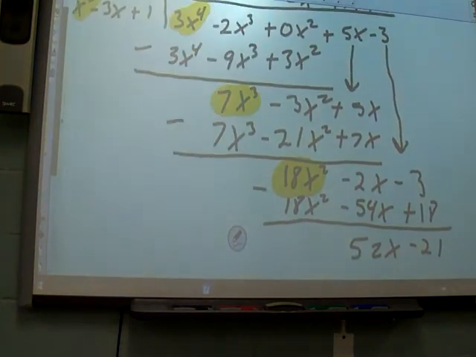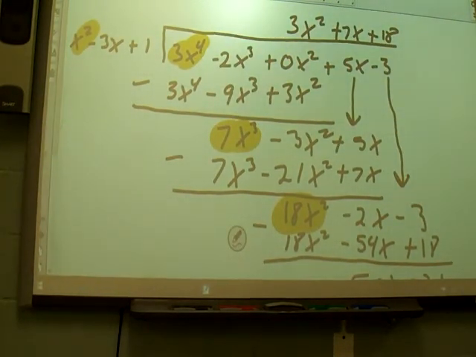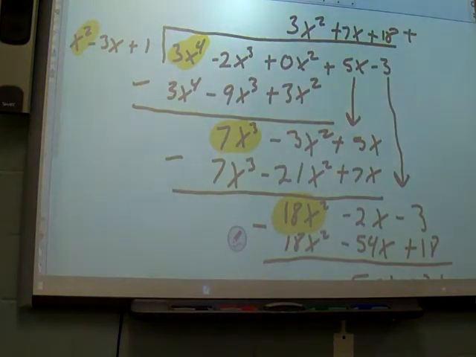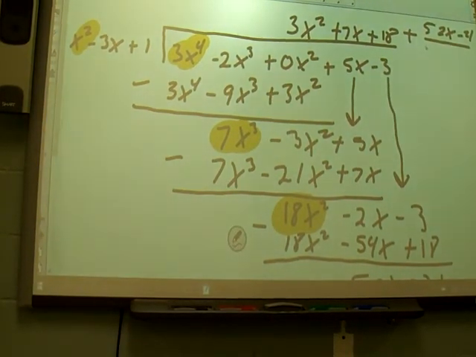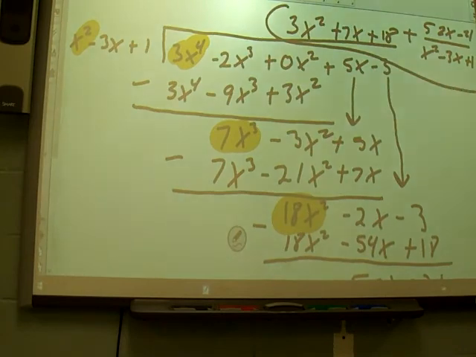So to write your answer, we've got what we had on top, this stuff up here, plus my remainder, which was 52x minus 21, over what I divided by, x squared minus 3x plus 1. So all of that is your answer.